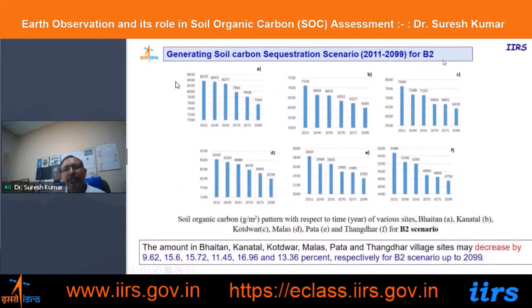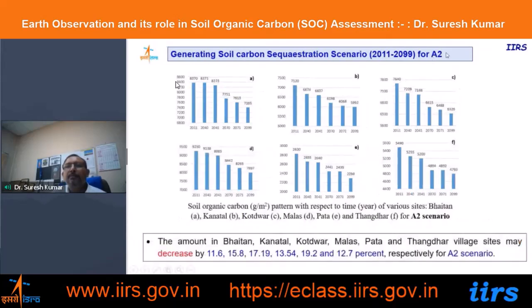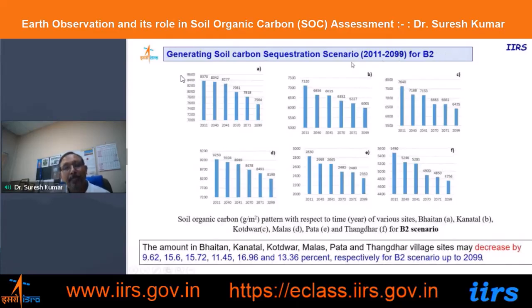When we studied the B2 scenario, the A2 scenario we can say is the present conditions or situation. If the present CO2 level in the atmosphere also increases in future, then what will be the organic carbon sequestration into the soils? In the B2 scenario also we are finding there will be a decrease in the organic carbon content, up to 9 to 16% decrease. So in the A2 scenario more decrease is analyzed, but in the B2 scenario the decrease is less. But in both scenarios, there is definitely going to be a decrease in soil organic carbon potential in the soil.